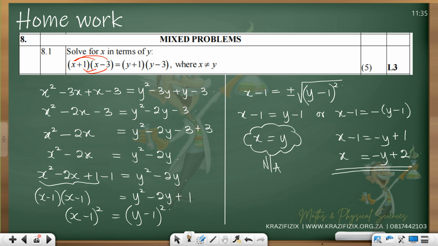Which part? The last part. Which one there, Mimi? Is it where I put the square root?